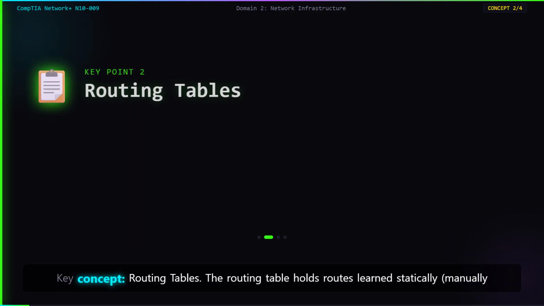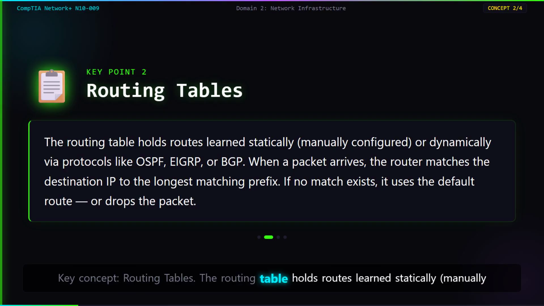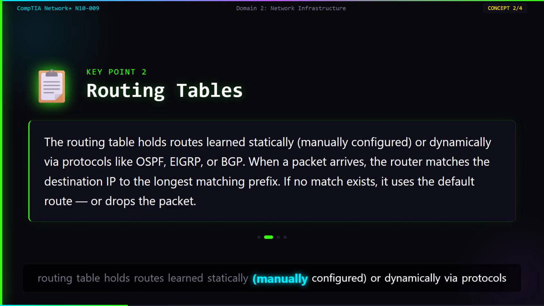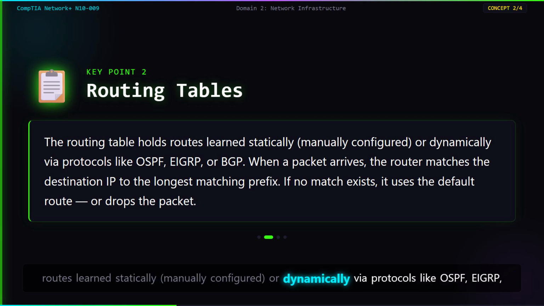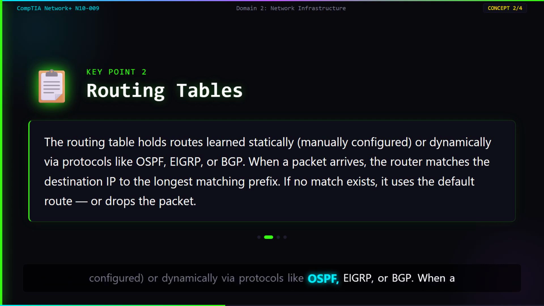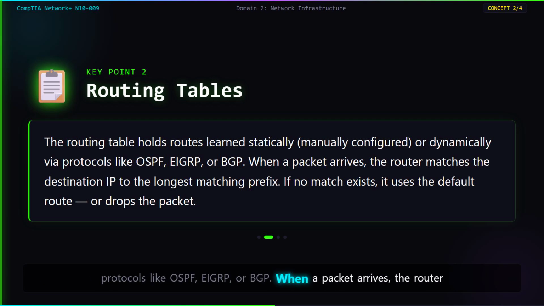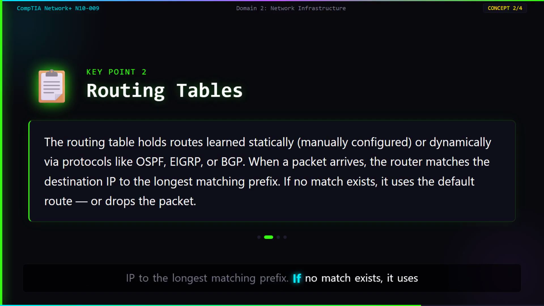Key concept: routing tables. The routing table holds routes learned statically, manually configured, or dynamically via protocols like OSPF, EIGRP, or BGP. When a packet arrives, the router matches the destination IP to the longest matching prefix. If no match exists, it uses the default route, or drops the packet.